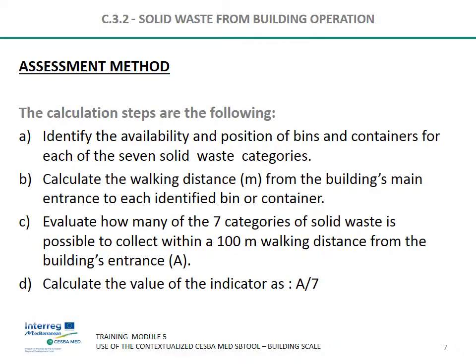So in this calculation we need to identify the availability and position of the bins for these 7 solid waste categories. We have to calculate the walking distance in meters from the building's main entrance to each of these containers, evaluate how many of these 7 categories are within a 100-meter walking distance, and then we calculate the ratio as the number of those bins which are available within 100 walking distance divided by 7.